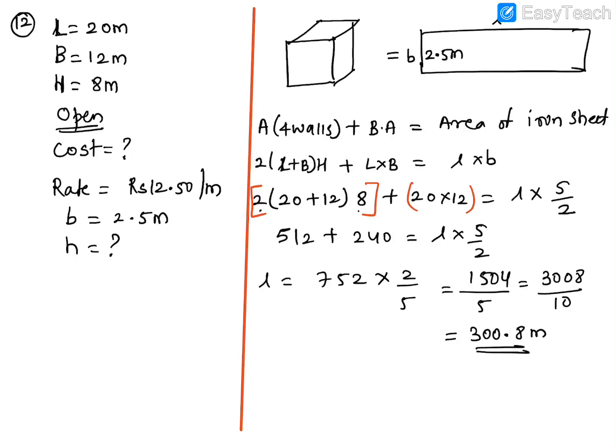Now what will be the cost? So what is the cost equal to? Cost is equal to length into the rate. What is the length? 300.8. What's the rate? 12.5. So that's 25 upon 2. So now if you do 300.8, we'll have to check the answer also if it's right or not. 300.8 into 25, and then you have to divide by 2. So this will come as 3760. It is equal to 3760 rupees.